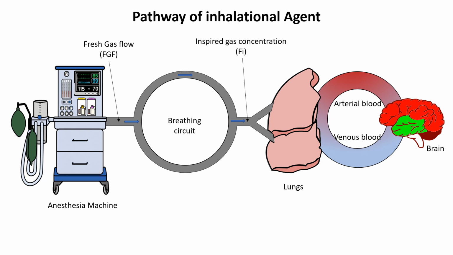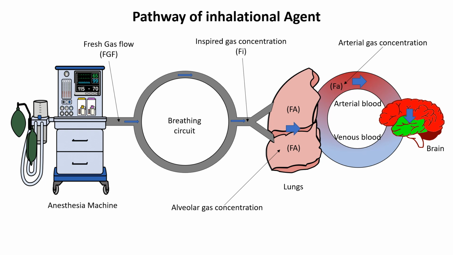Once in the lungs, the anesthetic enters the alveoli, where its concentration, called alveolar gas concentration, creates a partial pressure that drives diffusion into the pulmonary capillary blood. The concentration of anesthetics in the blood is called arterial gas concentration. The anesthetic is then transported via the arterial blood to the brain. The anesthetic effect is achieved when the partial pressure of the agent in the brain, blood and lung equilibrates.